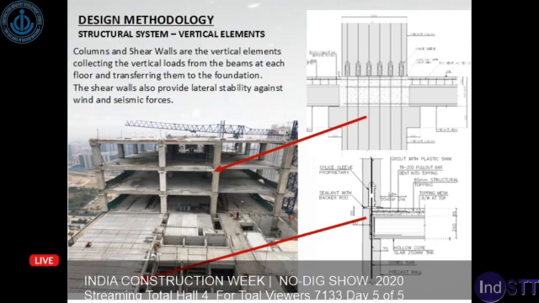So next, coming to the vertical elements, the columns and shear walls are collecting the vertical loads from the beams at each floor and transferring them to the foundation. The columns mainly collect the gravity load, and the shear walls also provide lateral stability against wind and seismic forces.